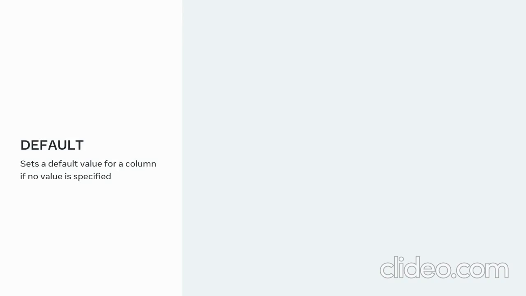The default constraint sets a default value for a column if no value is specified. This means that if no data is entered for a specific field within a column, then the table will automatically insert a default value instead.